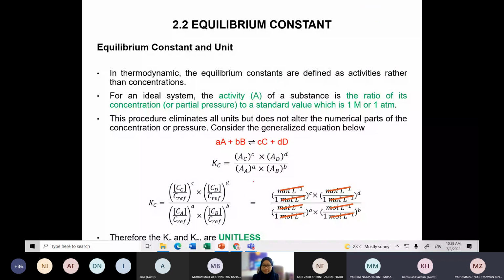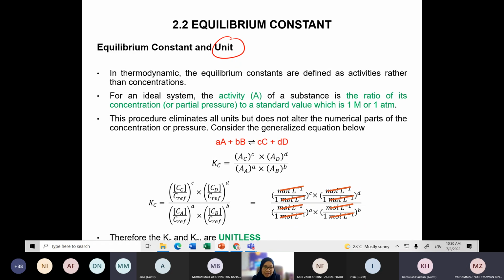Okay, moving on. Equilibrium constant and unit, guys. Does the equilibrium constant have a unit? That is the most important thing. We need to know whether it has a unit or not. Actually, the equilibrium constant does not have a unit. It is unitless, which is good news for you guys.